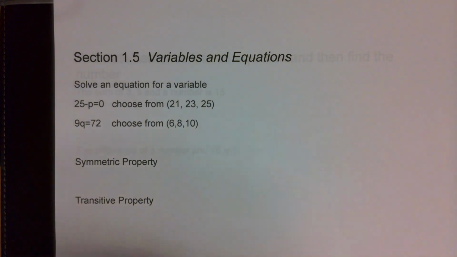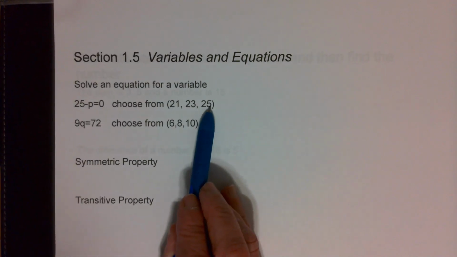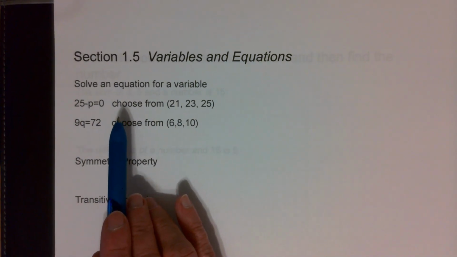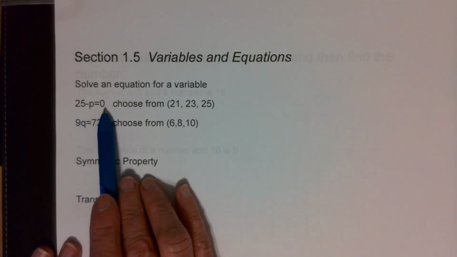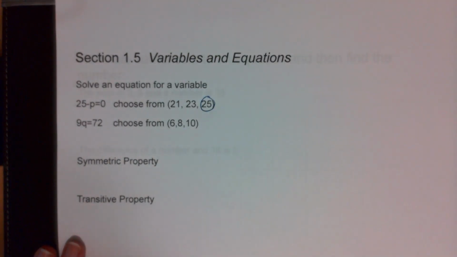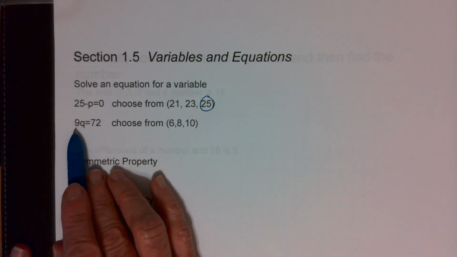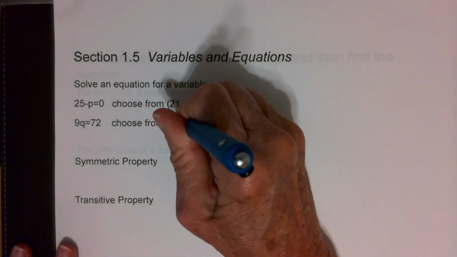Section 1.5, I have variables and equations. And so you're going to have to be able to choose a correct answer looking at the problems. They gave you 3 to choose from. You could actually plug them back in for the variable to figure out which one works. The first one is relatively simple because if I want an answer of 0, then I need to subtract 25 from 25. Second one, if you know your multiplication facts, you can do that pretty easy because 9 times q is going to give me 72. So the q would have to equal 8.